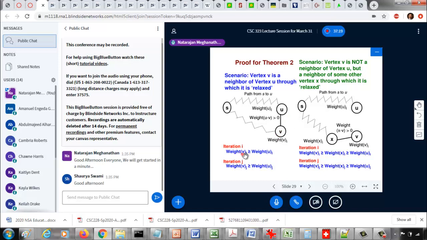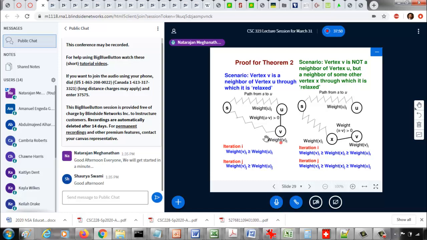So v had a shortest path weight that was greater than or equal to u in iteration I. That's why we picked up u instead of v, right? So u had a smaller shortest path weight than v, that's why we picked up u and optimized u. And as part of this optimization, we would have relaxed the neighbors of u. So if v is a neighbor of u, we would have tried to reach v by going through u and reduce the estimated path weight of v.